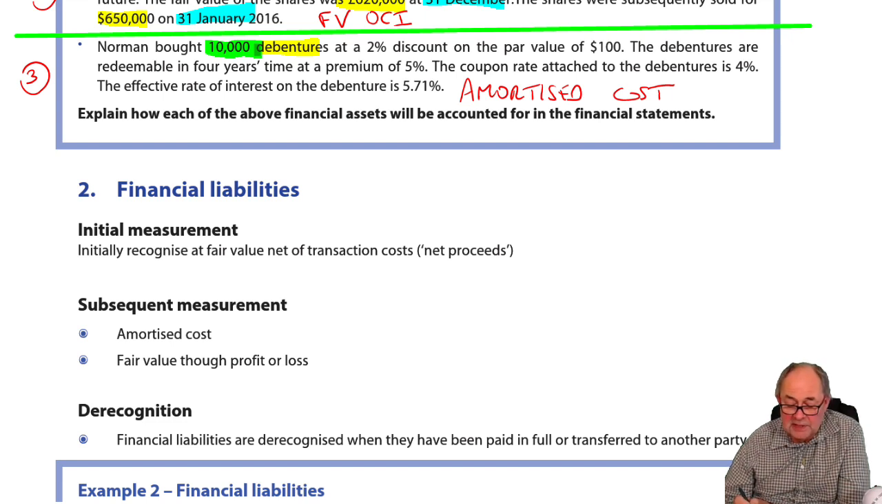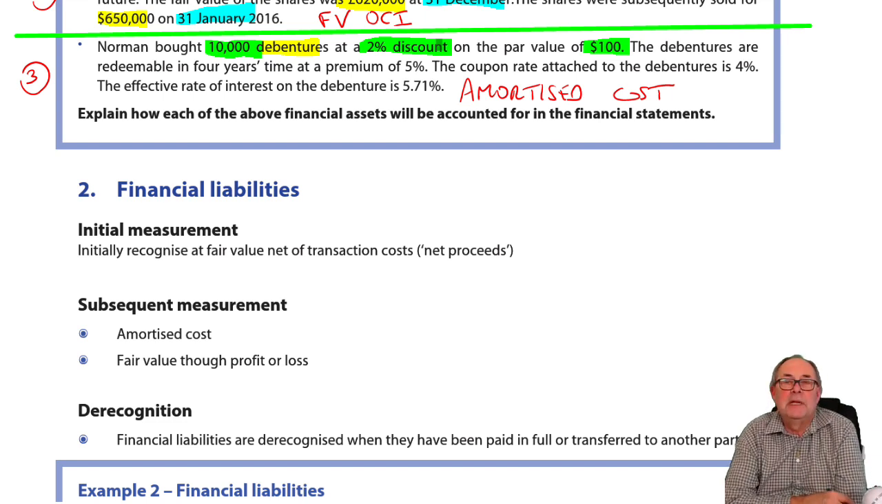I bought 10,000 sausage. Normally a sausage costs 100, but I got a 2% discount. Be an expensive sausage. But if the regular price of sausage is 100, I get a 2% discount. I'm buying them for $98 or £98. So be careful with your units there.